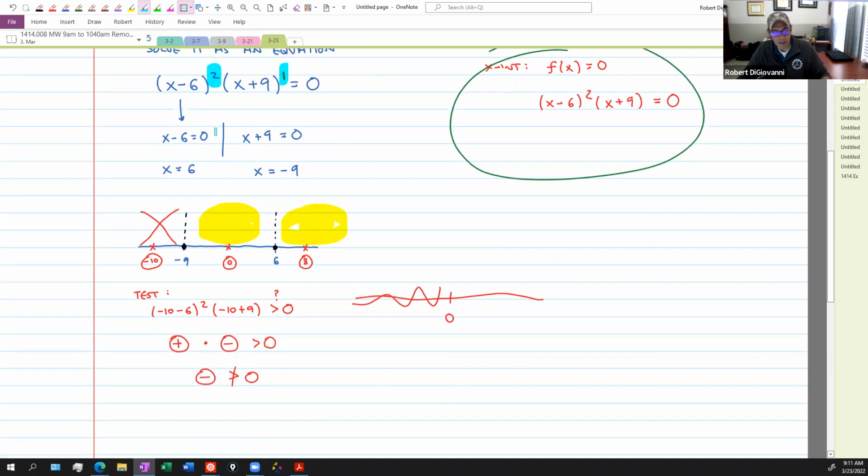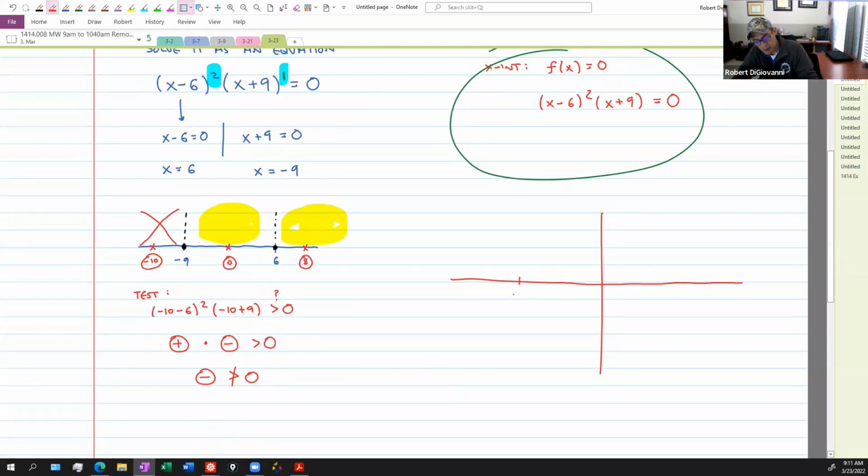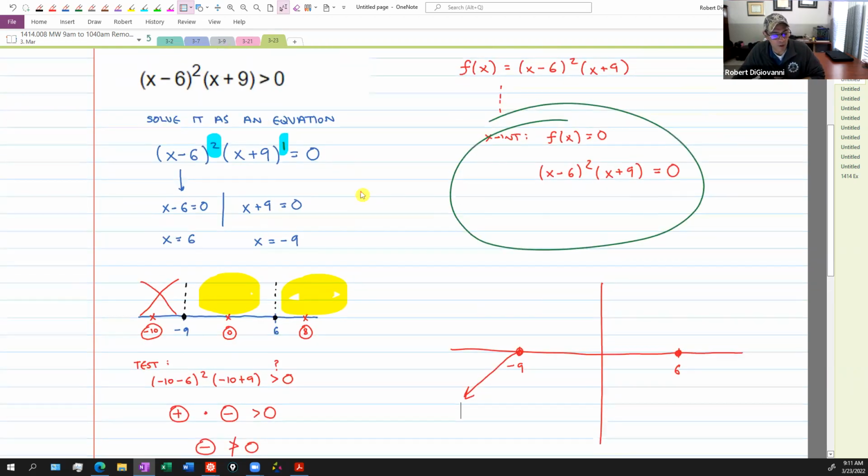So what we're really doing here, and this is the big picture, is what we know right now is that if we were graphing this function, at -9 we have an x-intercept, and at 6 we have an x-intercept. I just tested that at -10, the graph would be negative, which means my graph would be down here somewhere. When I get to -9, I must pass through -9 because the multiplicity on that factor is a 1, which is odd. Odd means cross. So my graph has to come up here, look like this, right?